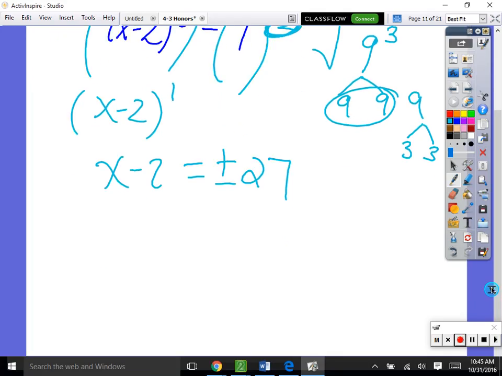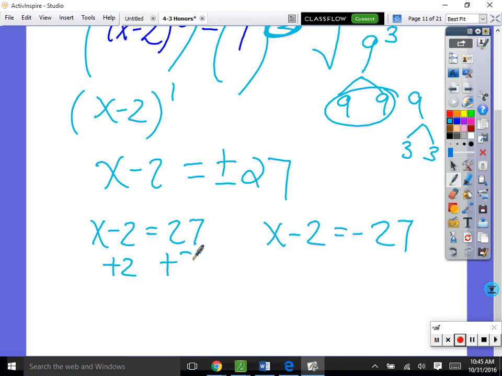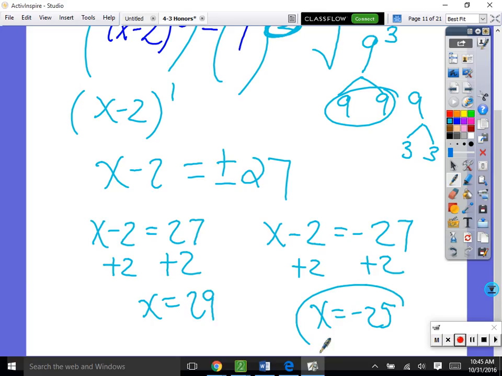So now split it apart. We're going to have two answers here. We have x minus 2 equals positive 27. We have x minus 2 equals negative 27. Solve for x. Add 2. So x is equal to 29. We'll add 2. X is equal to negative 25.